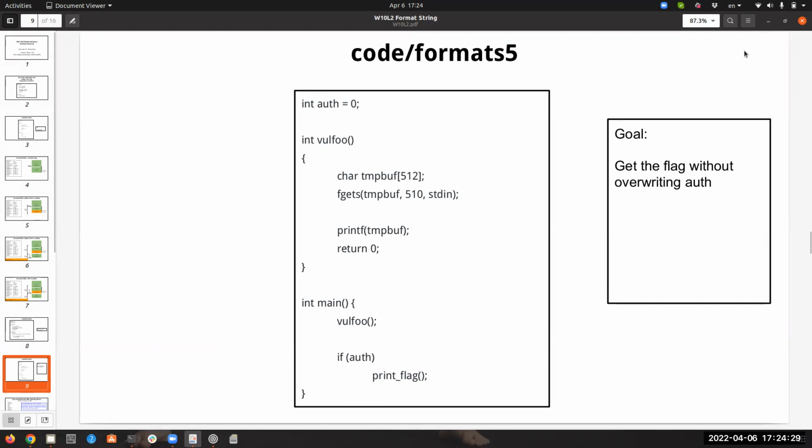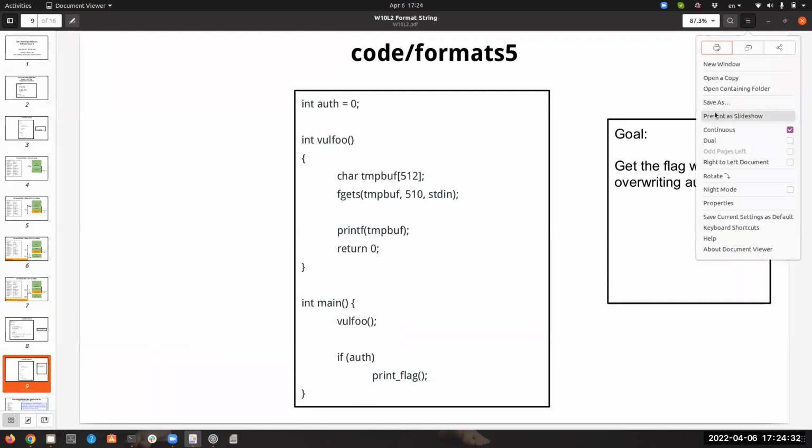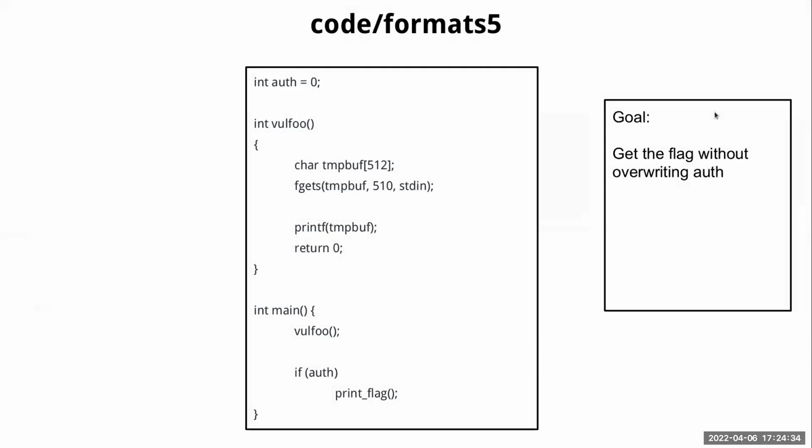So now we are going back to format string level 5. But now we're not going to overwrite the global.